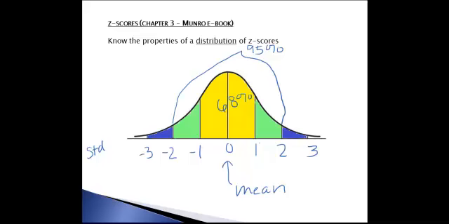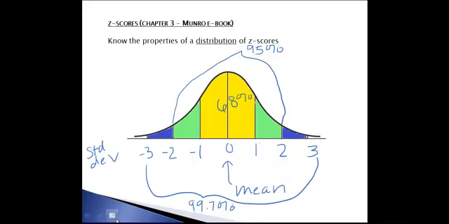So let me just put this here, standard deviations. And then finally we have this between -3 and +3 standard deviations away from the mean, which would be 99.7% of the data. So almost 100% of the data is between -3 and +3 standard deviations away from the mean.